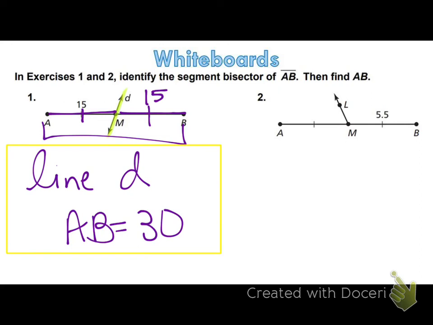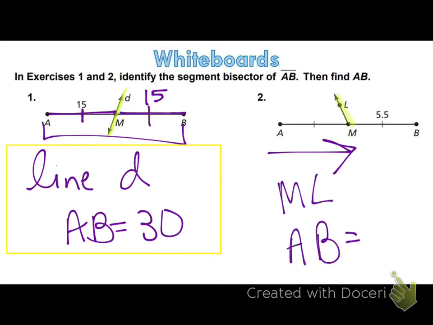All right, so for the second one, the number one thing I'm seeing, look. A lot of people are calling this a line. Does it go infinitely in two directions? No, so it's not a line. It is a ray, which we name with an arrow to the right. What's the first letter we use? M, and then L, and then AB is 11. 5.5 plus 5.5 is 11.